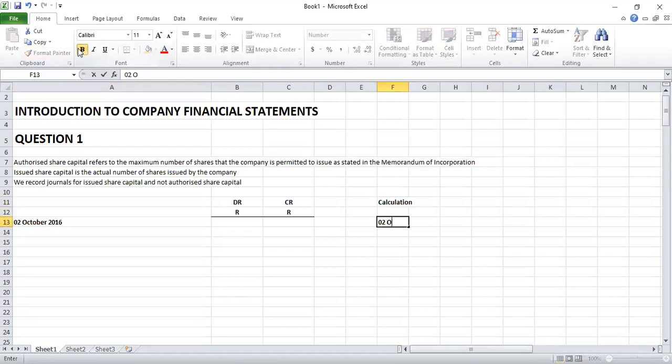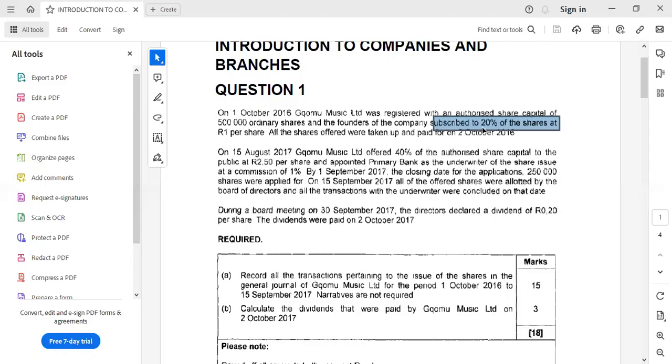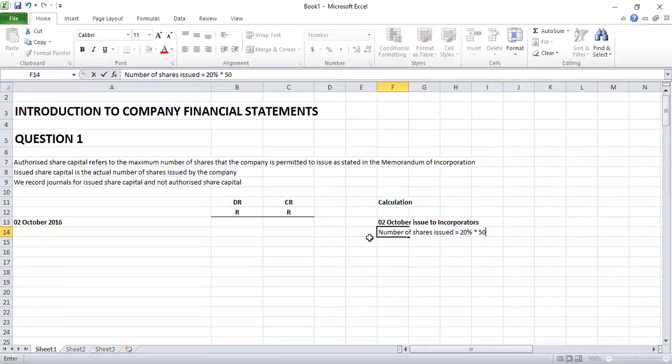To October issue incorporators. Right. Number of shares issued would be equal to, right? We are told that the shares that were issued to these guys is 20% of the shares. And we know that the shares are 500,000. So say 20% of 500,000. We get what? 100,000.